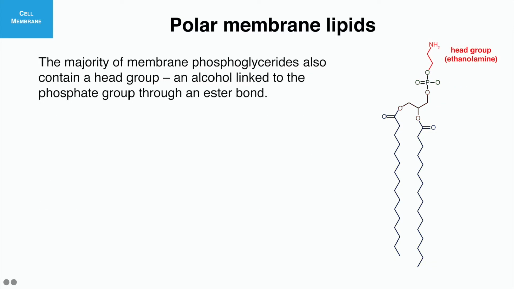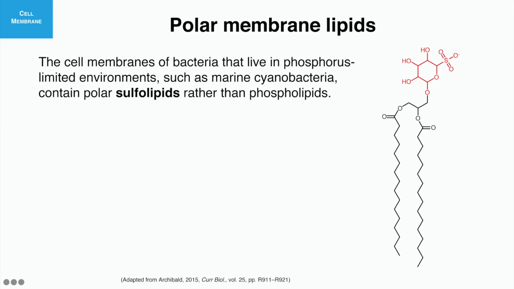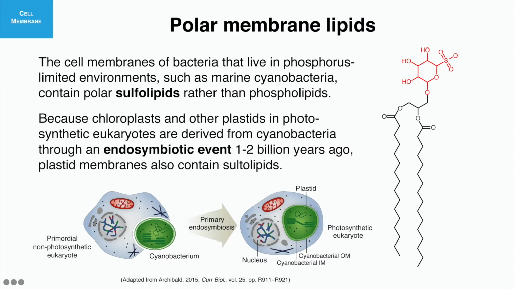The majority of membrane phosphoglycerides also contain a head group, an alcohol linked to the phosphate group through an ester bond. Common head groups include serine, ethanolamine, choline, and inositol. The cell membranes of bacteria that live in phosphorus-limited environments, such as marine cyanobacteria, contain polar sulfolipids rather than phospholipids. Because chloroplasts and other plastids in photosynthetic eukaryotes are derived from cyanobacteria through an endosymbiotic event 1 to 2 billion years ago, plastid membranes also contain sulfolipids.